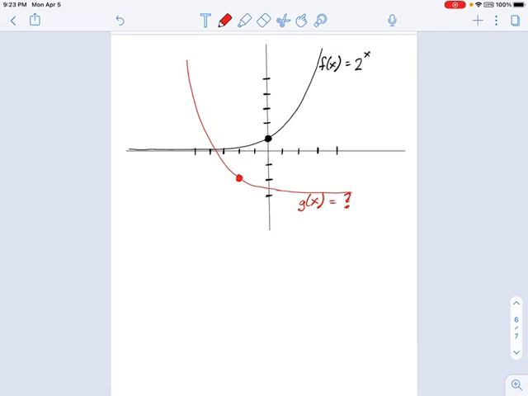So in this problem, we're asked to consider a parent function, f of x equals 2 to the x power. And you can see I've written the parent function here in black. And then say we've got this transformed function shown in red. What's the equation of the transformed function?